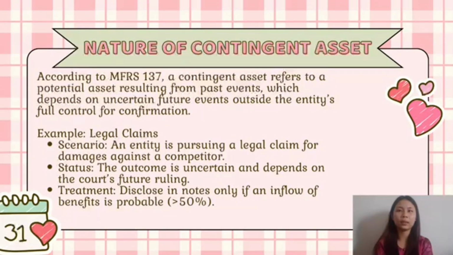A contingent asset is a possible asset that arises from past events, but its existence depends on uncertain future outcomes. For example, a company may file a lawsuit to claim compensation. However, since the final decision depends on the court, the asset cannot be recognized immediately. If the inflow of economic benefits is probable, the contingent asset is disclosed in the notes. It is only recognized as an asset when the inflow becomes virtually certain.